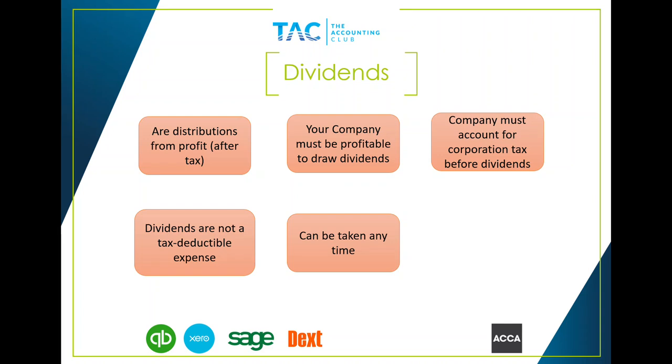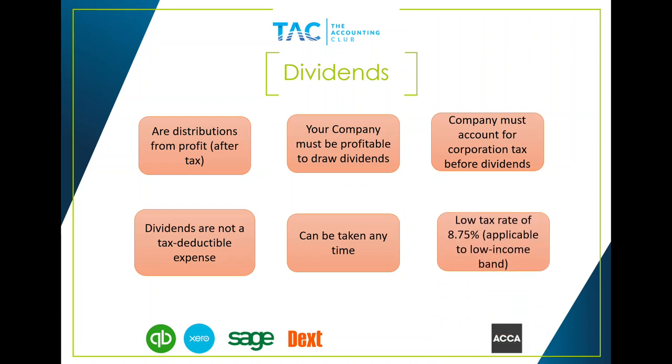Dividends can be taken at any time. They can be drawn at any time in the year. You don't have to wait till after your financial year end. So you can take it monthly, every quarter, and then you can top it up at the end of the financial year when you're certain of all your financial figures and what you have on your balance sheet.